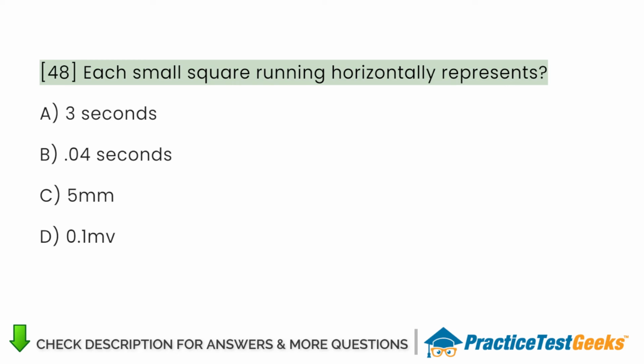Each small square running horizontally represents A. 3 seconds. B. 4 seconds. C. 5 millimeters. D. 0.1 mV.